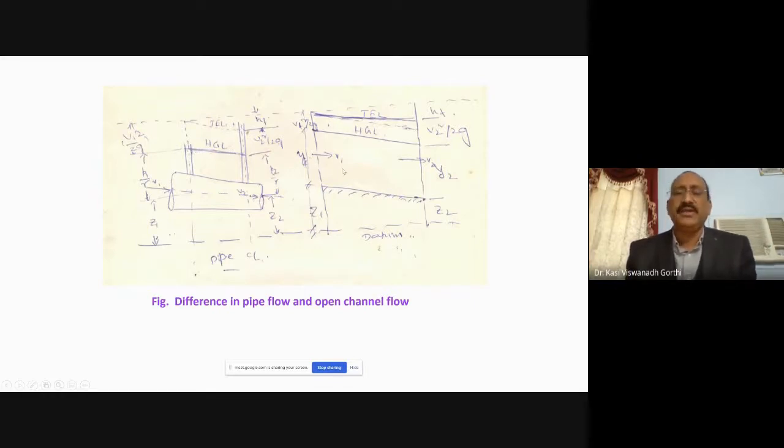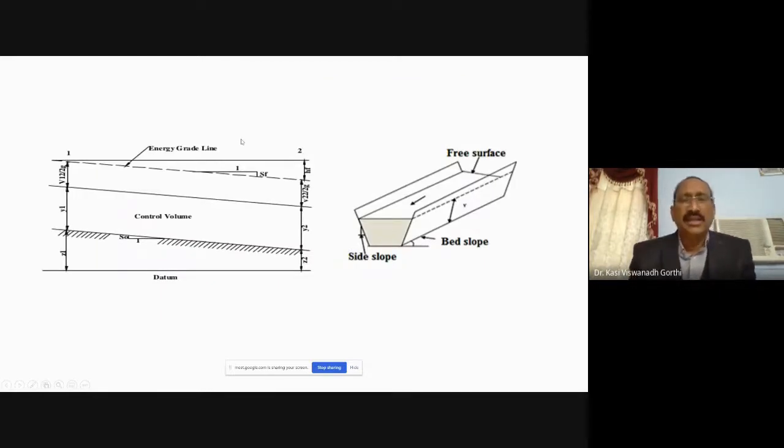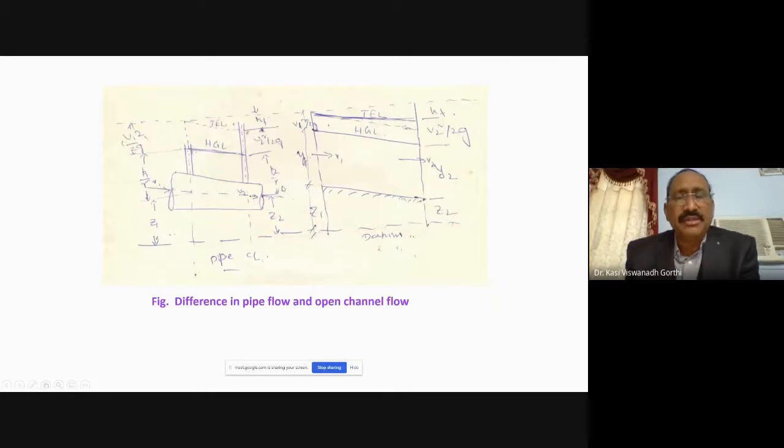But in the case of open channel flow, this is the bed of the channel, the bottom of the channel, and this is the longitudinal section where there is water. So the top water surface, also called the free surface, directly acts as the hydraulic grade line, HGL. Plus V square by 2g gives you the total energy line. Here also, plus V square by 2g gives you the total energy line. So this is how there is a difference in the hydraulic grade line between the open channel flow and the pipe flow.